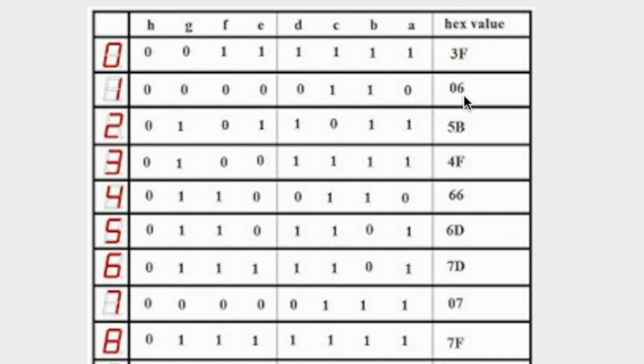So in the program, if we are expected to display 1, we would be transporting 06 on the port line, 5B for 2, 4F for 3, 66 for 4, likewise. Remember, all of these 8-bit numbers are to be interpreted in the form of a binary number, and those binary digits are going to drive the respective segments, which will eventually end up displaying the characters as desired.